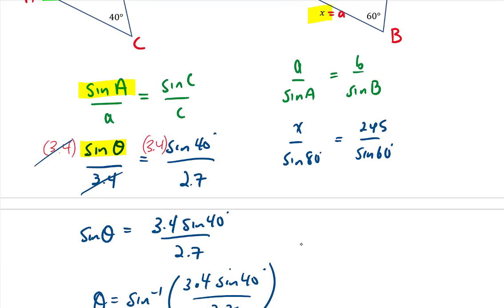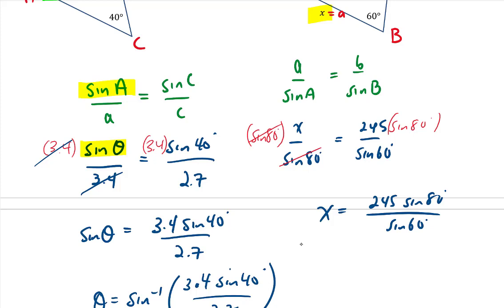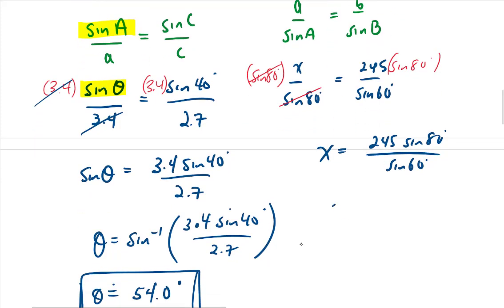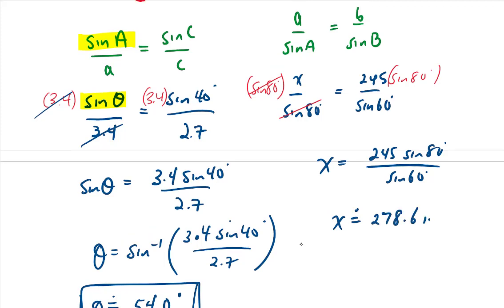Next step, we have X divided by sine 80, so we need to multiply by sine 80 to get rid of the sine 80 from the left side. And we have that X is equal to 245 sine of 80 over sine of 60. And the last step is just to use your calculator. So you get X is approximately equal to 278.6 inches.